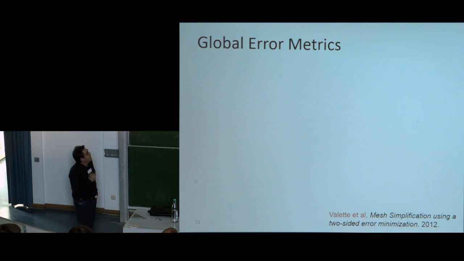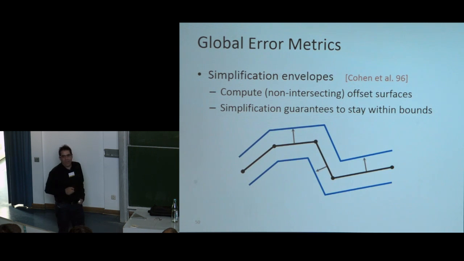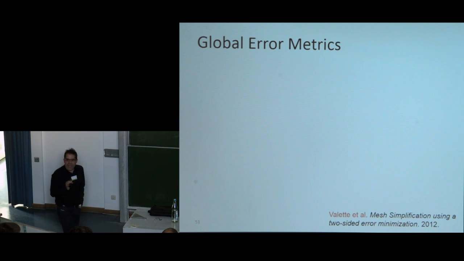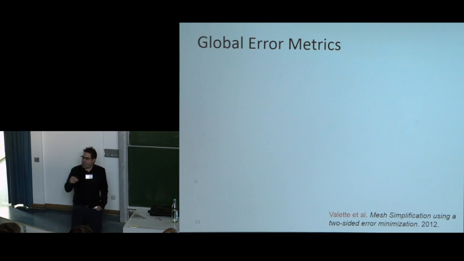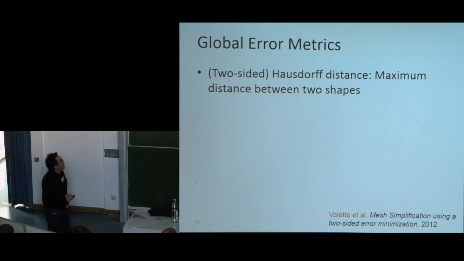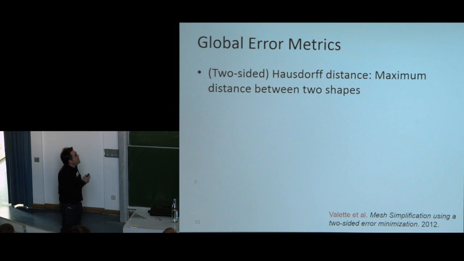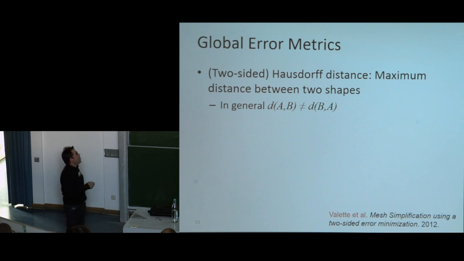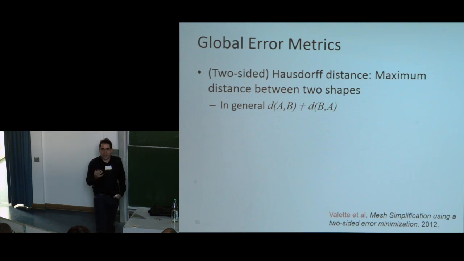Now, this is in fact a one-sided Hausdorff distance. This is an asymmetric metric because you bound only in one direction. And to my knowledge, there are very few papers that deal with the two-sided Hausdorff distance. This time we want to bound the distance between two shapes. So in general, note that the Hausdorff distance between A and B is different from B to A.